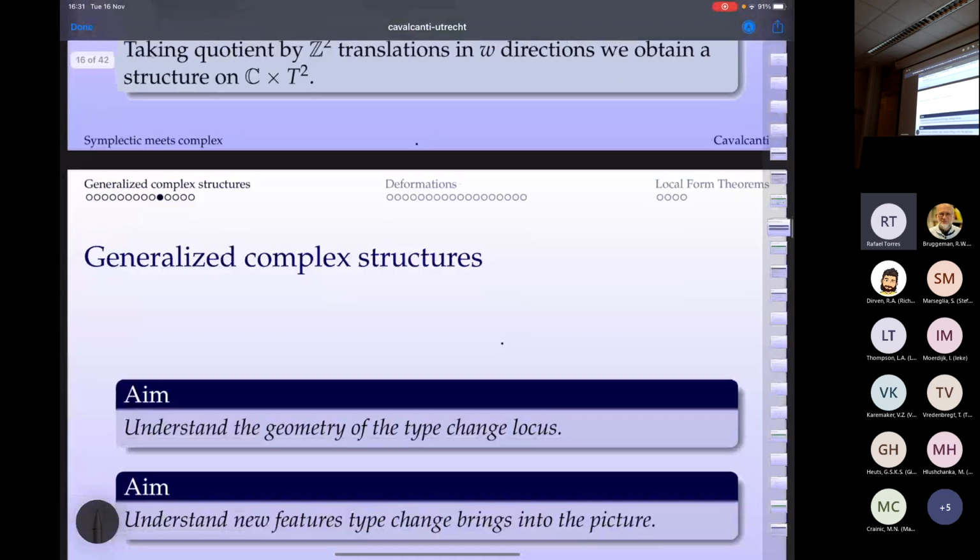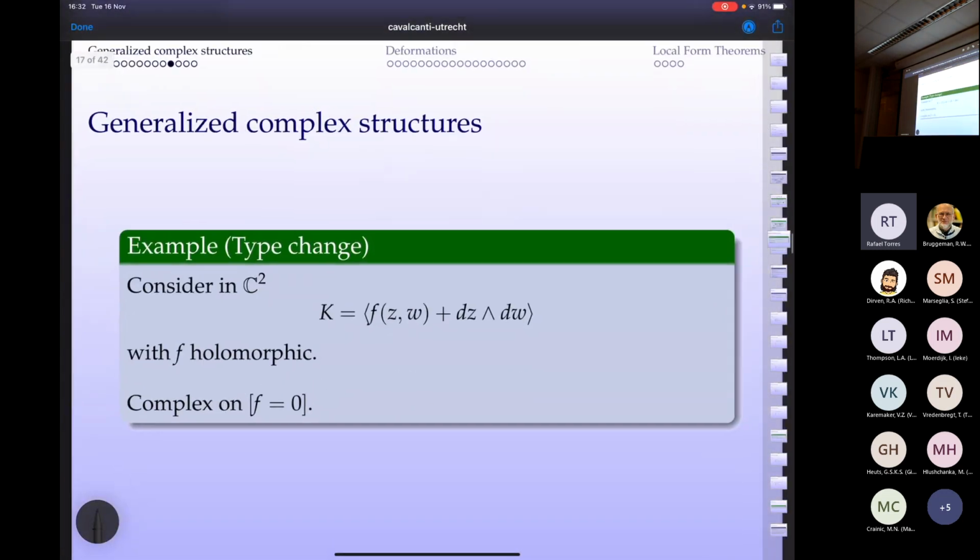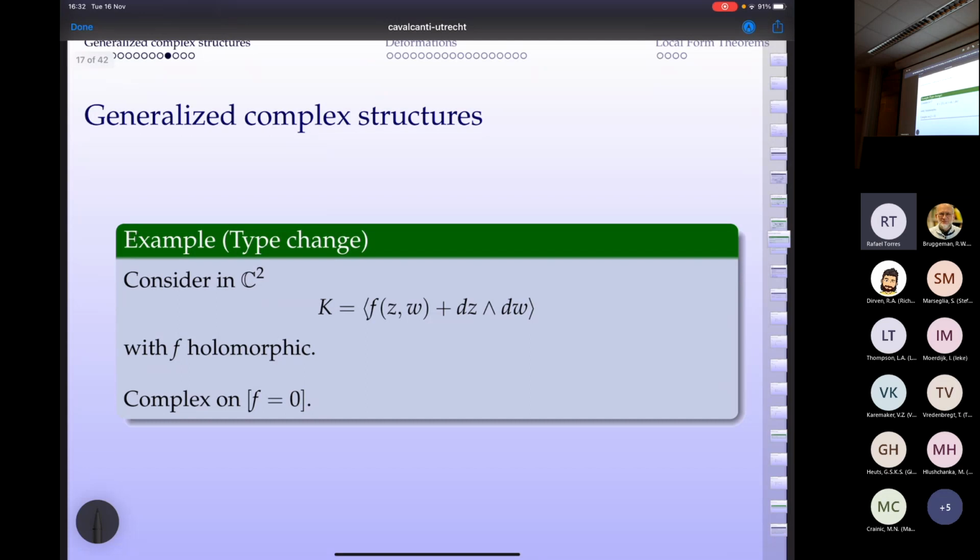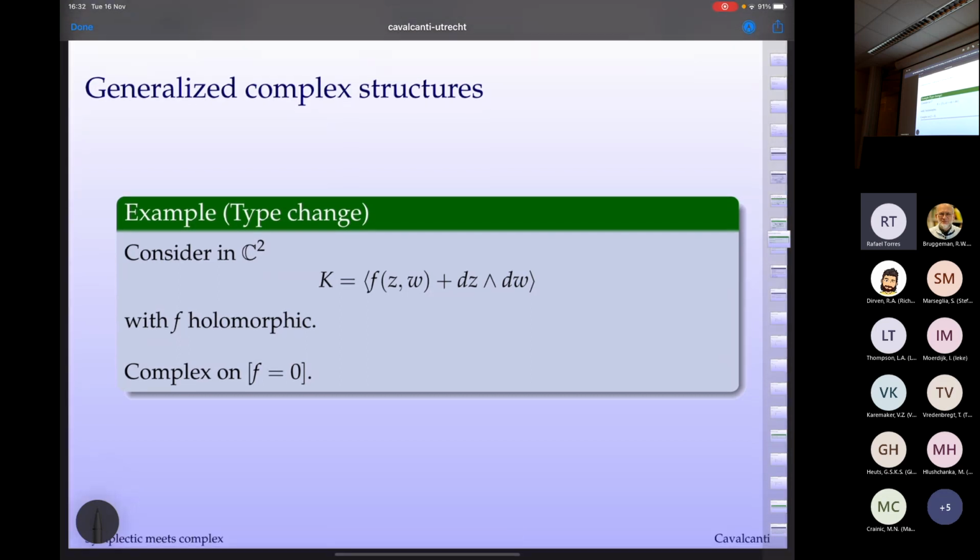So what did I use going forward? What did I use to do this computation? It essentially was the fact that z is a holomorphic function. So I can actually realize dz as a contraction of something on this dz dw. And if I had put pretty much any holomorphic function there, I'd get another example of something with type change, which is complex where f vanishes and symplectic elsewhere. So I can produce many local examples of this kind of thing.